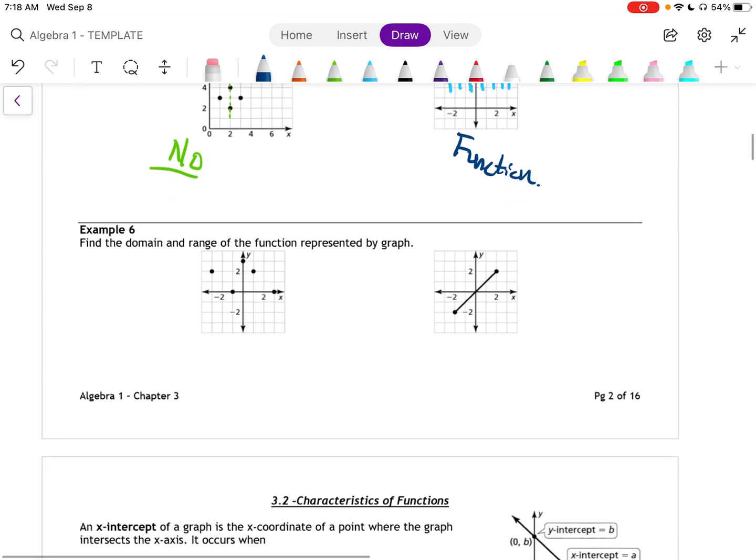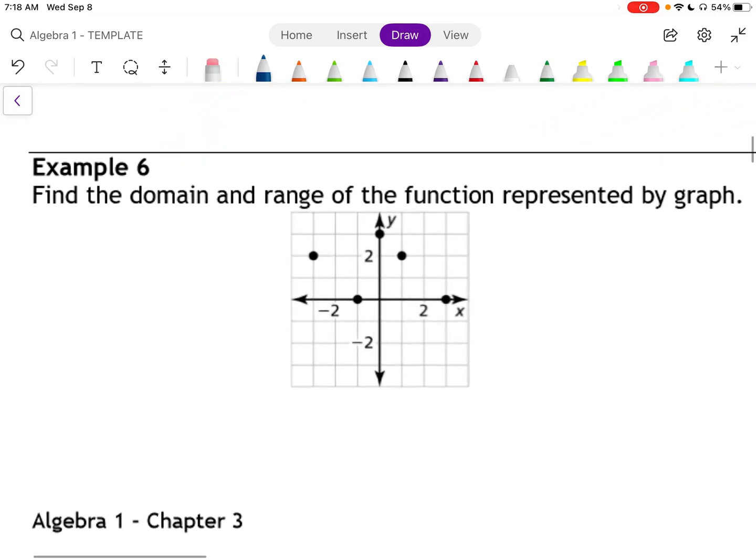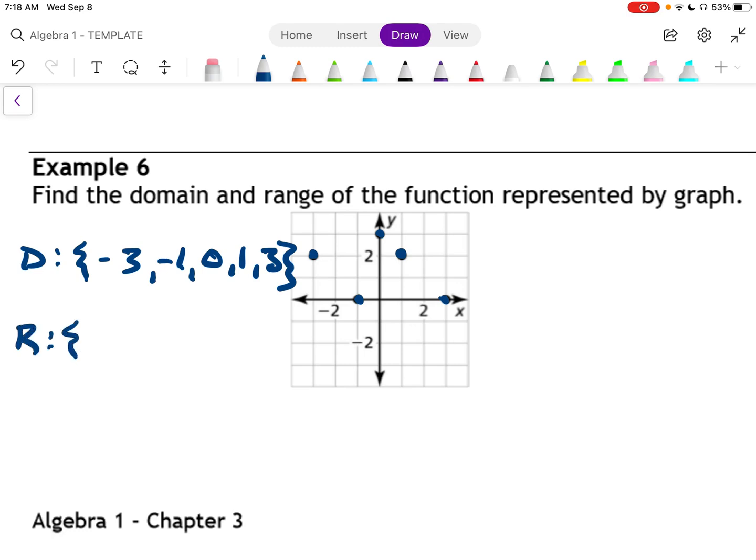All right. Lastly, number 6. How many points do we have here? We have 1, 2, 3, 4, 5. My domain, reading from left to right, I start off at -3, and then I have -1, 0, 1, 3. My range, starting from the bottom to the top, I'd start off at 0, and then 2, and then 3. And again, you don't have to repeat. I know that some of those were used for multiple points. Just list it once. Don't list it multiple times.